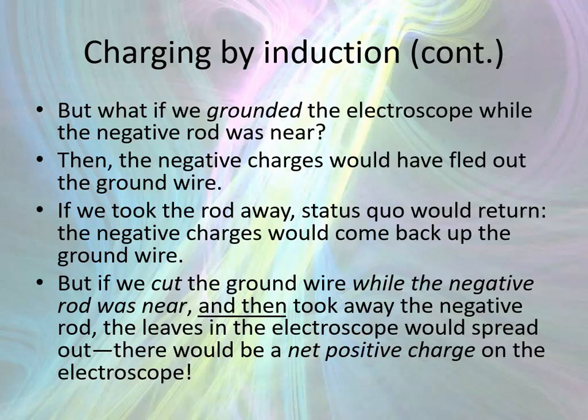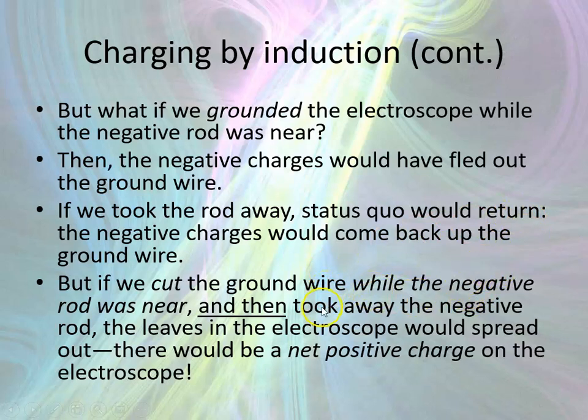Well, then, after these charges have flown out through the ground wire, they can't come back now because you've cut it. So you can bring your charged rod away, and since the charges can't come back, the electroscope simply has a net charge. But it's a net positive charge. The rod that you brought was a negative rod.